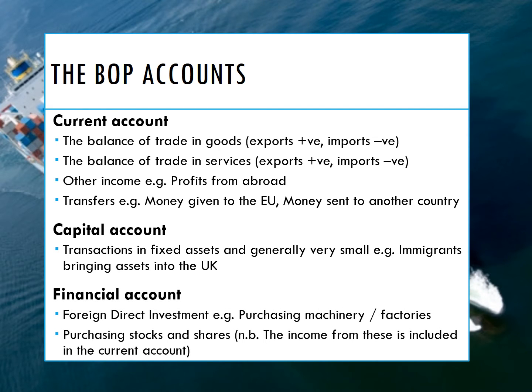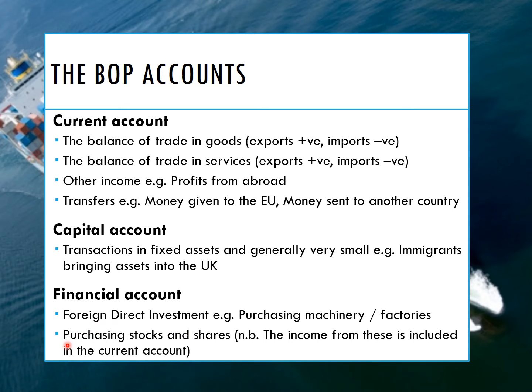The final account where we record transactions with abroad is the financial account. In this account, we include things like foreign direct investment. So foreign direct investment, we're purchasing machinery or factories abroad. So say a UK-based company bought and set up a factory abroad, and to do that, money left the country and went to China. That will be a debit on the financial account because that is money leaving the country.